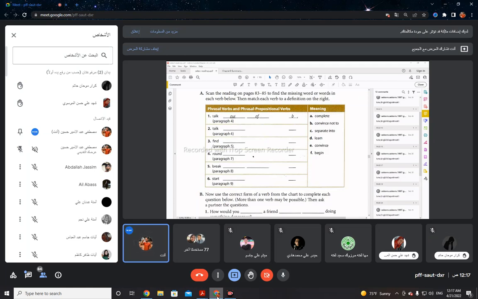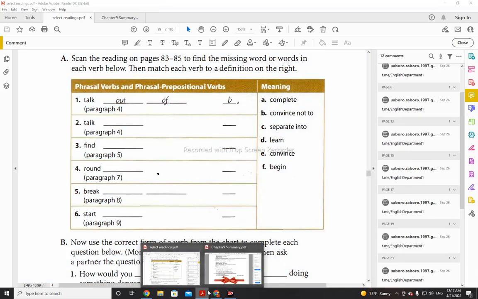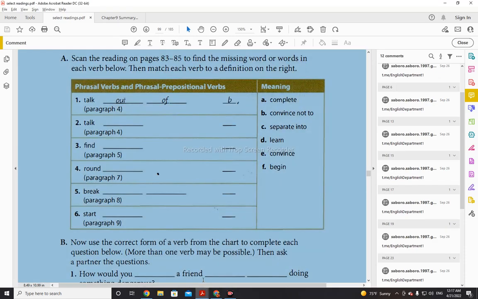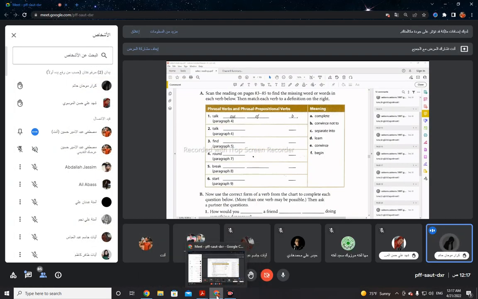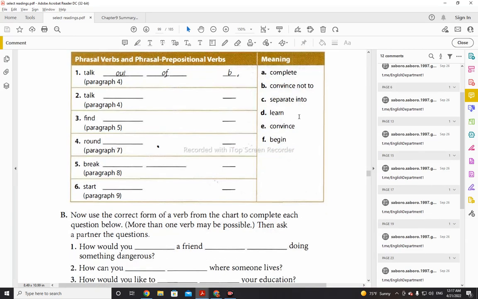Alright, number 5, we have Shahad Ali. Shahad, please go ahead. Number 5. Break. Sorry. Anyways, it's C. Separate into. What's the continuance? Sorry, I forgot. It's fine. Does anyone? Yes, Karar, go ahead. Well, the first blank, break down. It's easy. Break down and break into. It means C. Separate into.